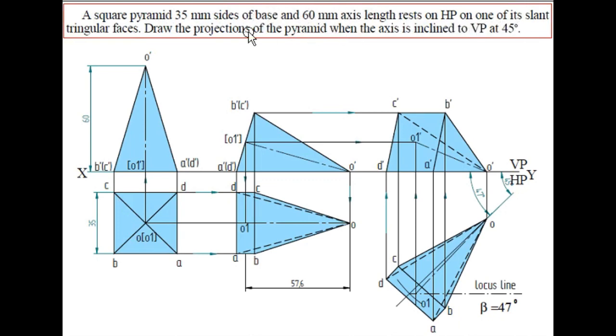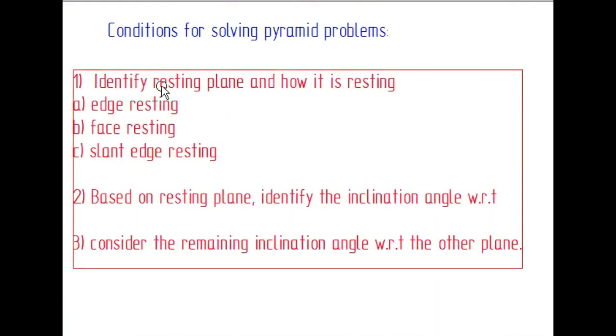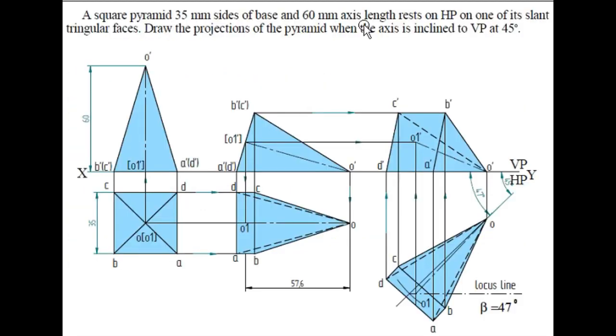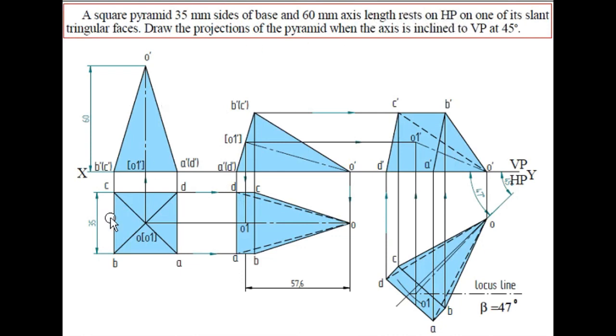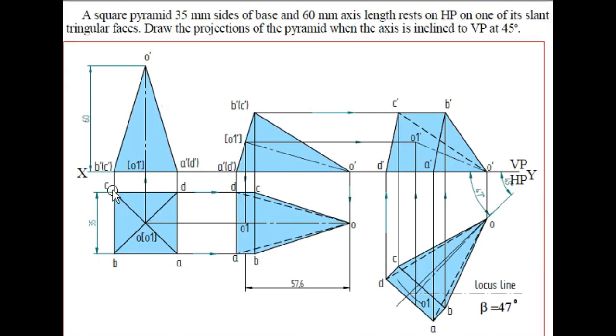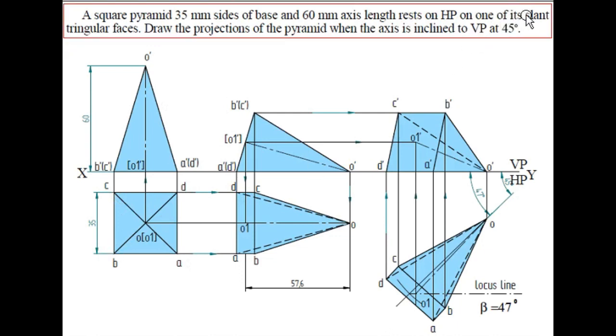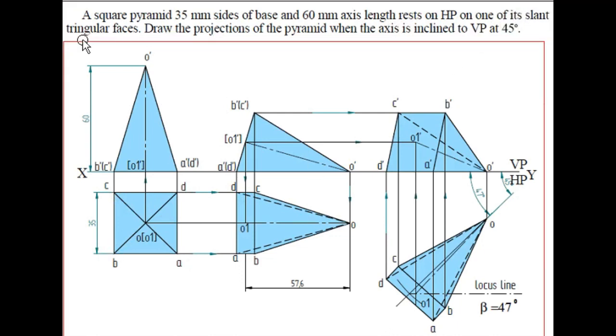To solve this problem, first I will consider the conditions. What is the condition? Identify the resting plane and how it is resting. So it is resting on HP plane, so initially we have to place the square pyramid on HP plane. Next, how is it resting? It is resting on one of its slant triangular faces.